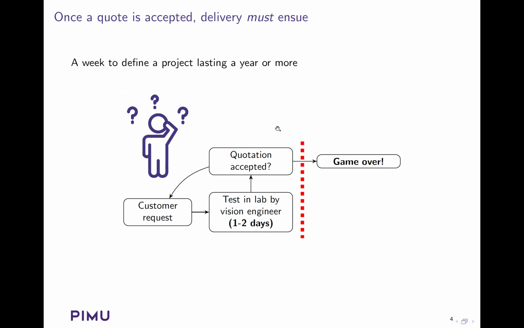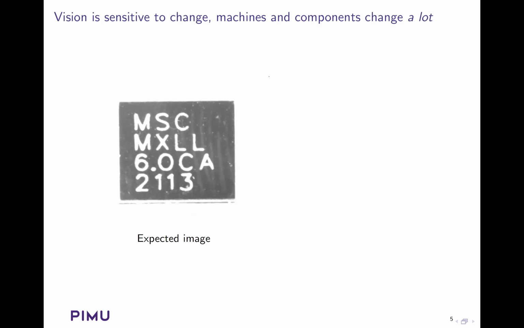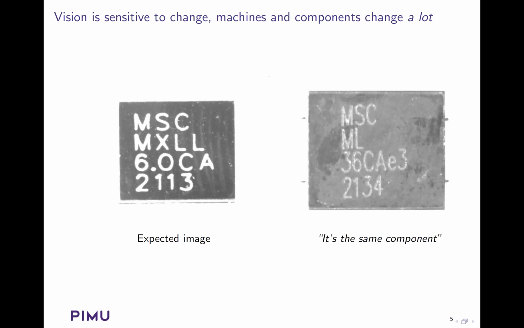And I will just illustrate why this is problematic in the case of vision, because vision is super sensitive to change. And it happens a lot that you will have a customer changing something on its process, on its line, on its components. You'll think it has no impact. And actually, the image you get is very different.